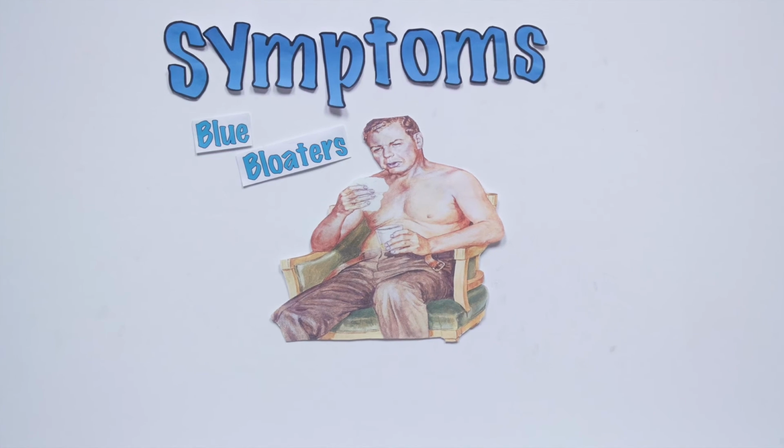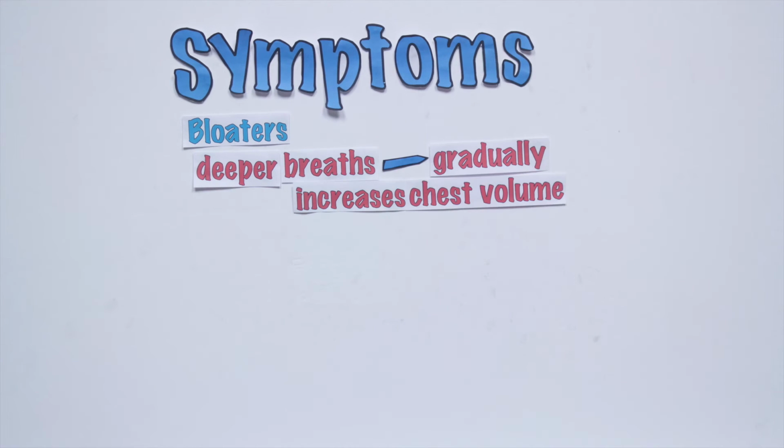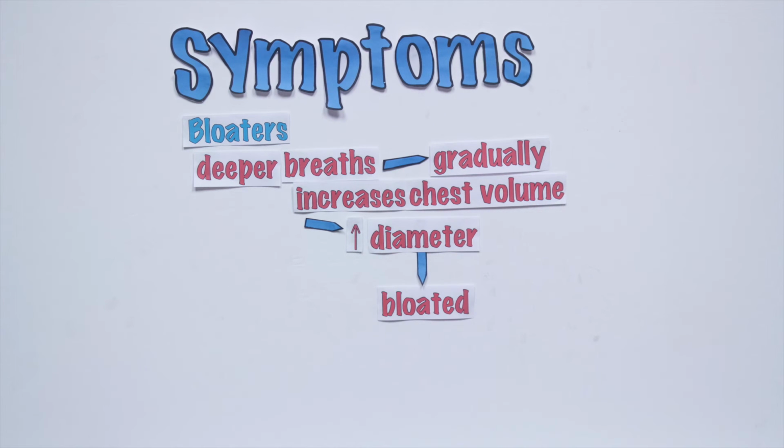Bloater refers to their shape. Due to their situation, people with bronchitis can't get enough oxygen to supply their body. To compensate for this, they take deeper breaths, which in turn gradually increases their chest volume. Since chronic bronchitis reflects a long-term condition, this response mechanism done constantly causes the diameter of their chest to actually increase, making them look bloated.